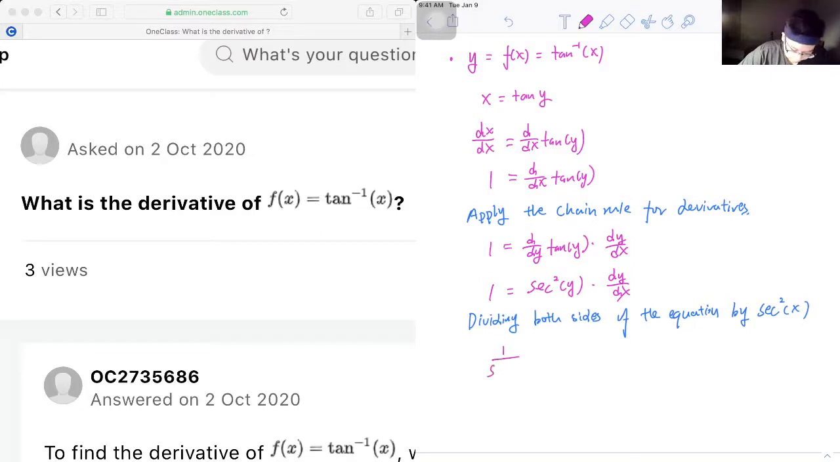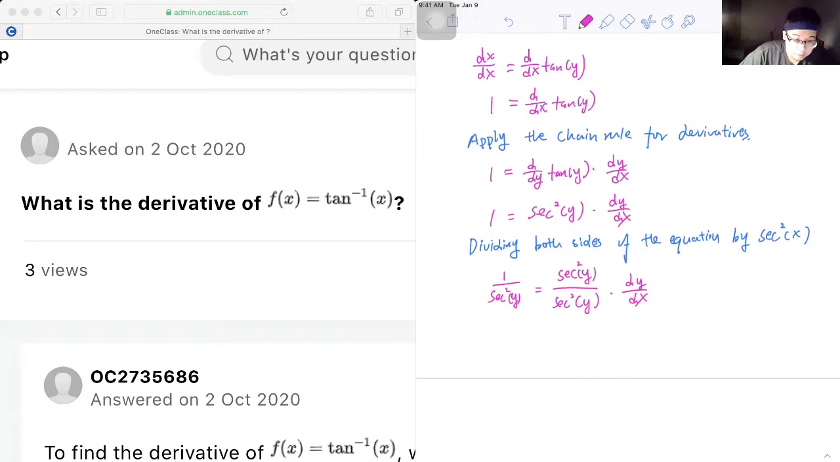So we will have 1 over secant y squared will be equal to secant y squared over secant y squared times dy/dx. So we have 1 over secant y squared is equal to dy/dx, since this part just cancelled out with each other.